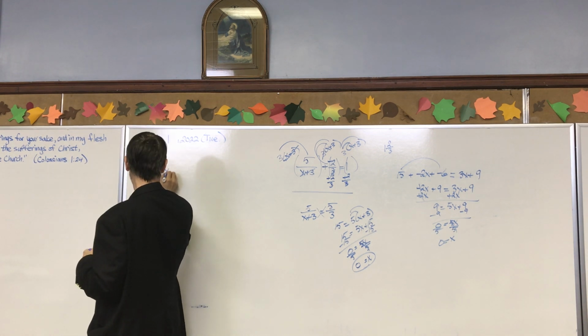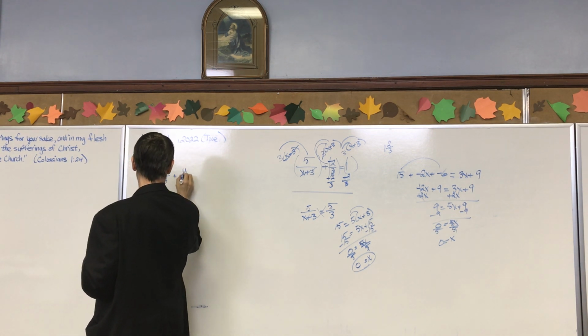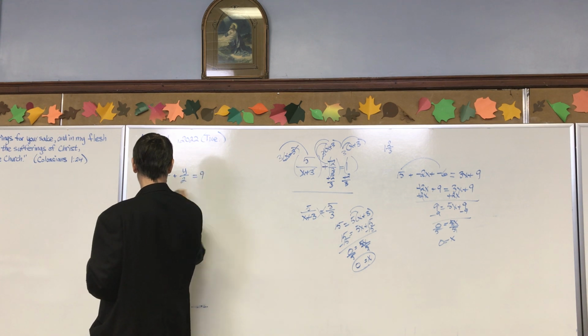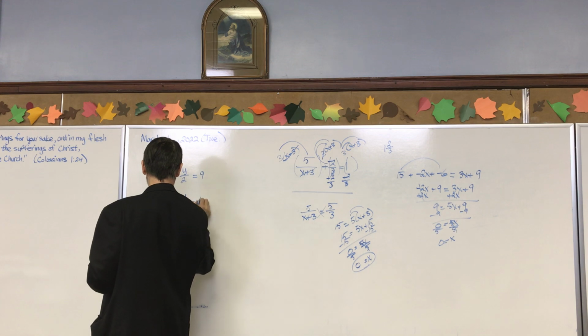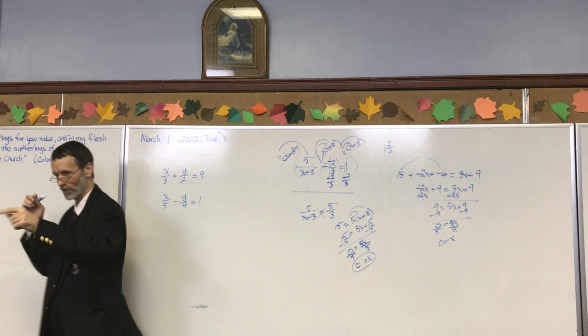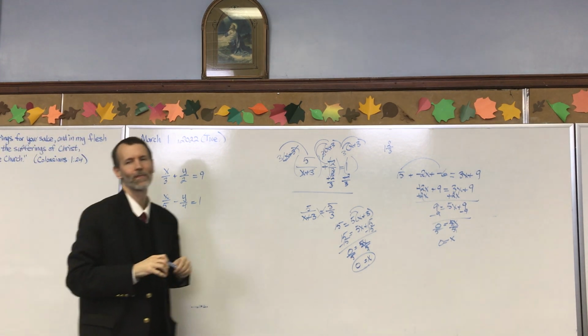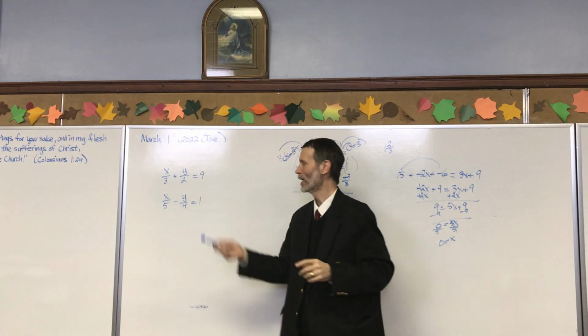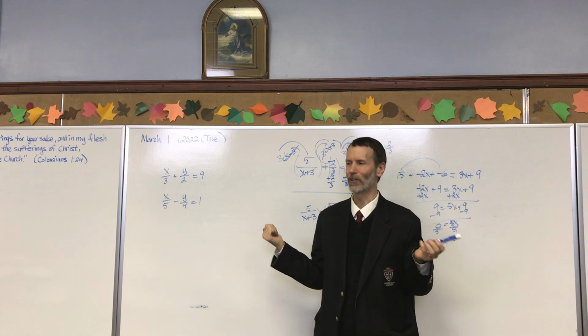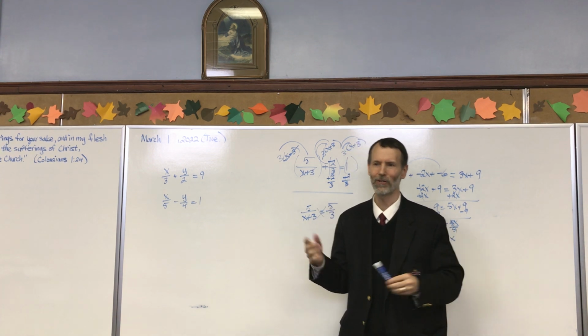X over 3 plus y over 2 equals 9, and x over 5 minus y over 4 equals 1. Look up here, please. 7a. They want to solve for x and y. These are difficult because they have fractions. There's a cure for that.